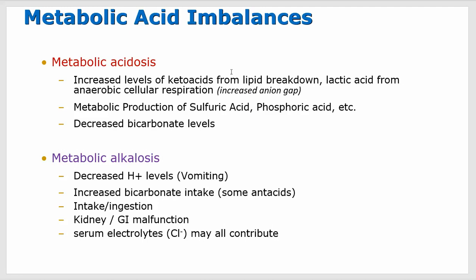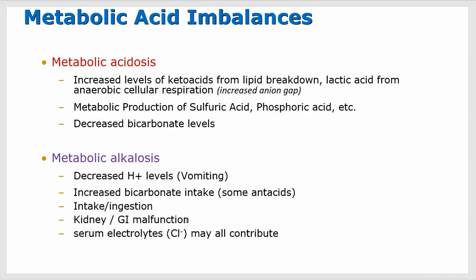All right, so more examples. We'll just read through these because some of them are repetitive. Increased levels of ketoacidosis from lipid breakdown, lactic acid from anaerobic cellular respiration, metabolic production of sulfuric acid, phosphoric acid, and decreased bicarbonate. Alkalosis, yeah, so these are just saying the same things. I guess one added here is kidney and GI malfunction. Okay, but we kind of know that.